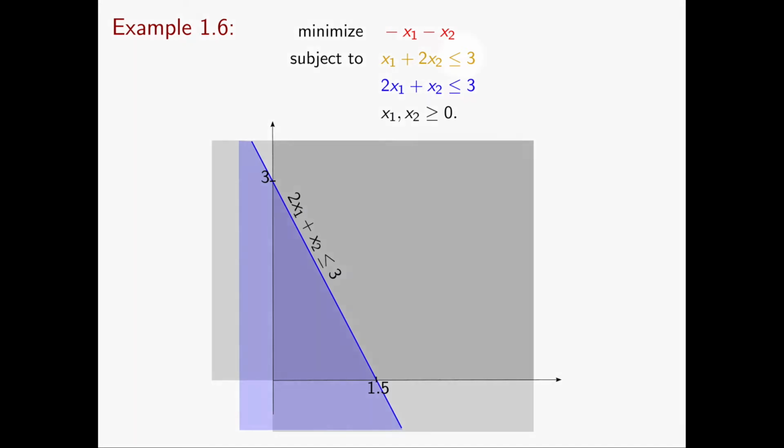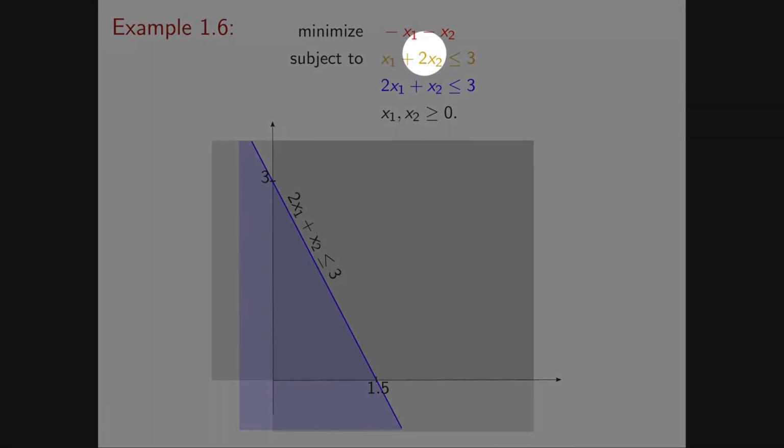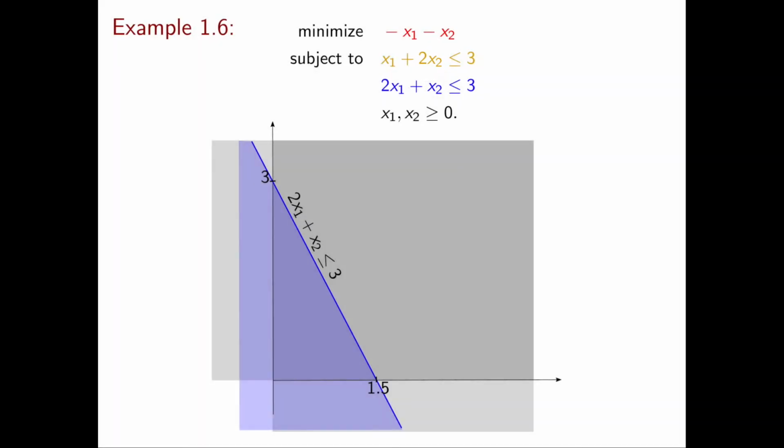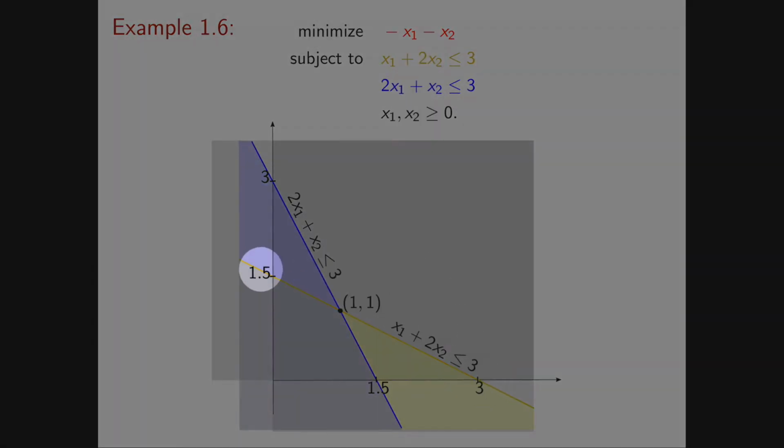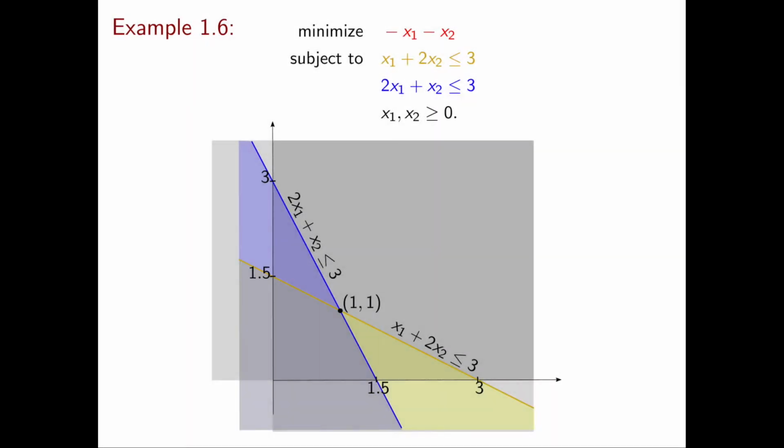Vice versa, if we set x1 to 0, we obtain x2 equal to 3 halves, and so we obtain that the vector (0, 3 halves) passes through our line. So we can draw these 2 points. Here they are, (3, 0) and (0, 3 halves). And we can draw the yellow line passing through them.